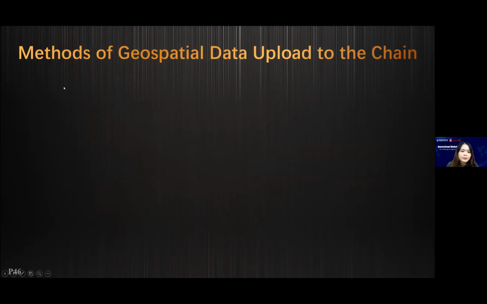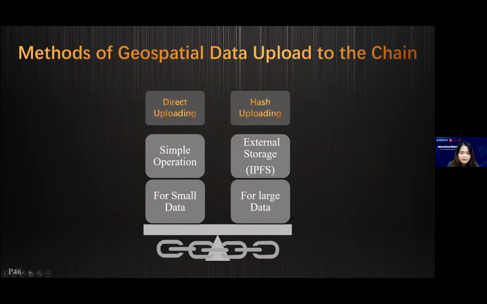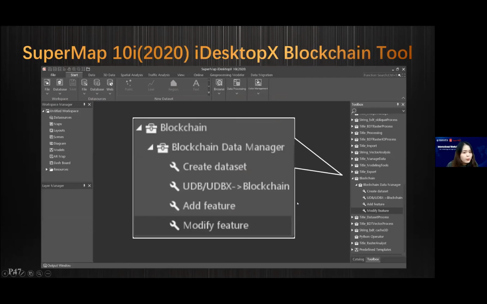Okay, so here come two solutions for uploading geospatial data to the chain. The first one is direct upload for small data sizes. If we have a large data size, we can upload the data to an external database, and it will generate a hash code. We only have to upload that hash code to the chain, and it keeps our data safe. In the SuperMap 10i 2020 version of iDesktop X, it provides a blockchain data management tool. Here, users can create, add, and modify spatial features and store their data on the blockchain.